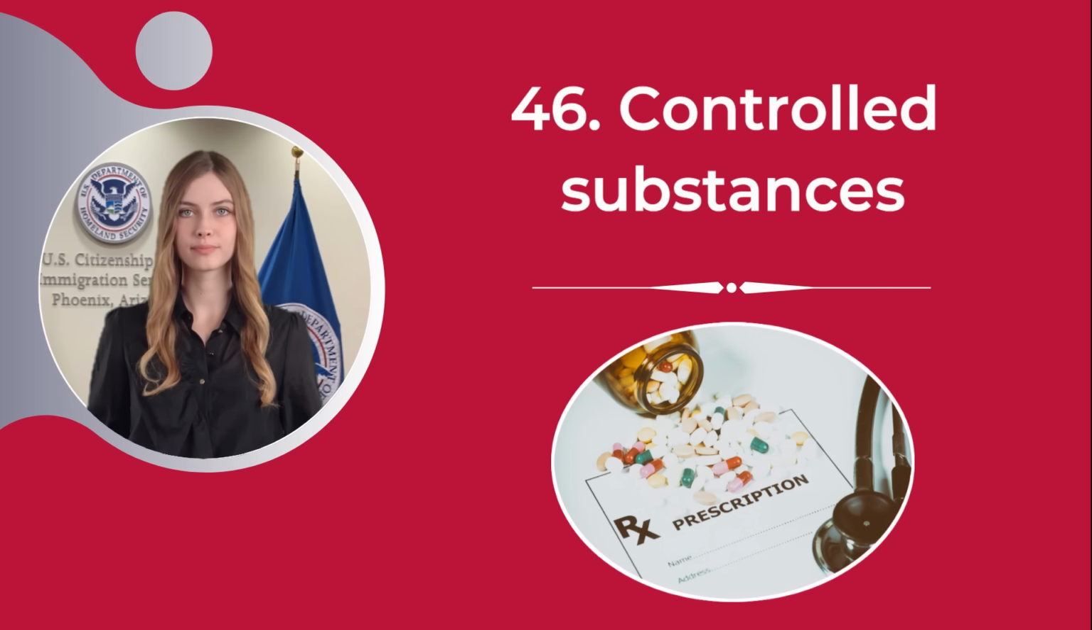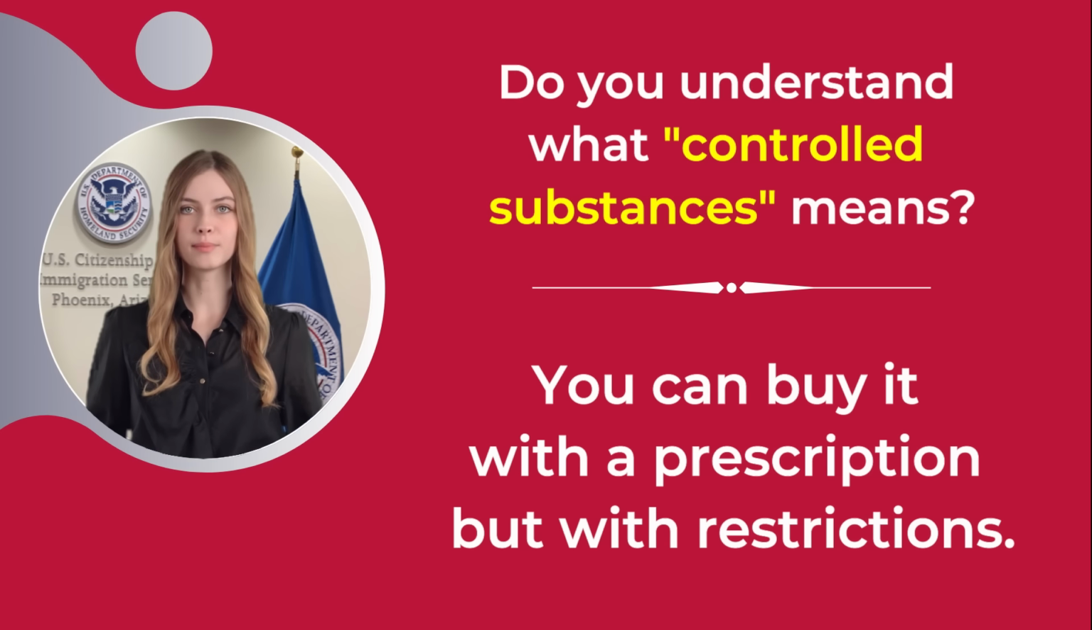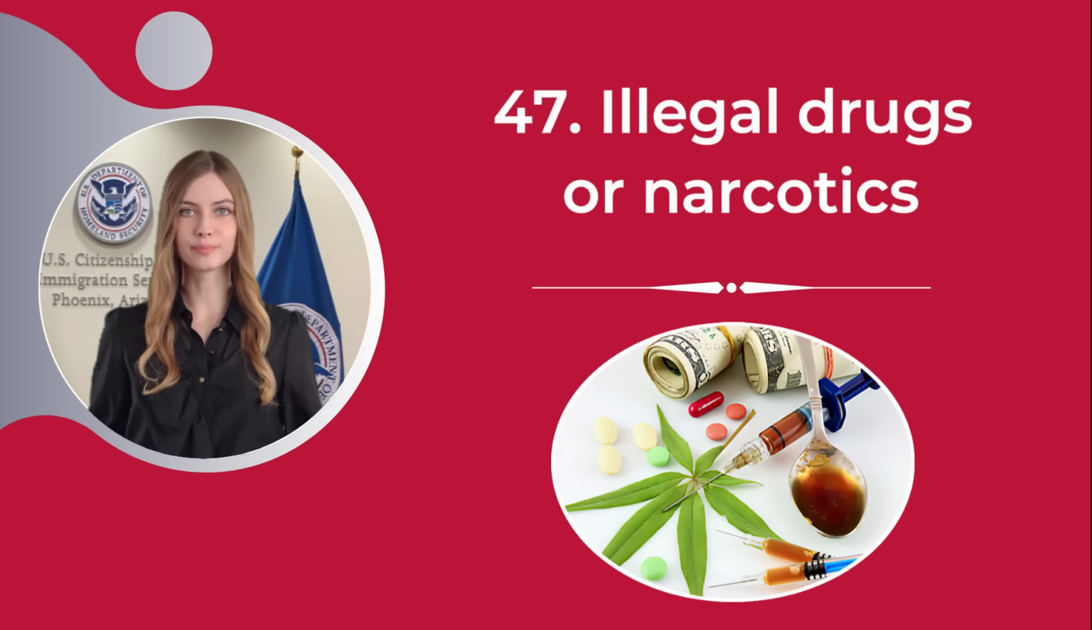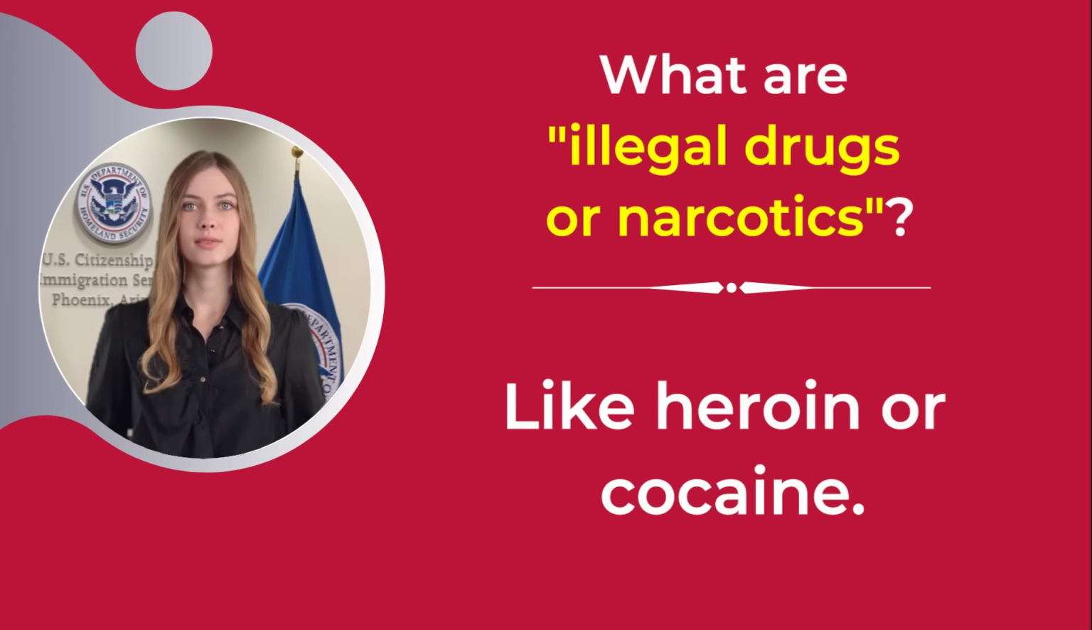Controlled substances. Do you understand what controlled substances means? You can buy it with a prescription, but with restrictions. Illegal drugs or narcotics. What are illegal drugs or narcotics? It's like heroin or cocaine.